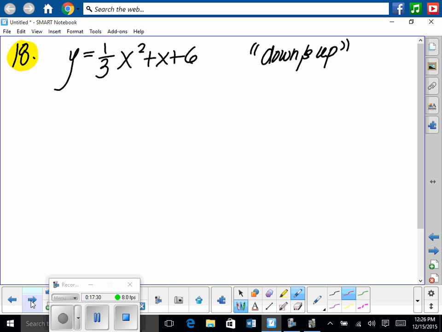Okay, number 18 says, what's the error? Your friend says that for this polynomial, the end behavior is down and up. Well, take your calculator, graph it, and what do you see? Well, it's definitely not down and up. But also, we could use this fact.